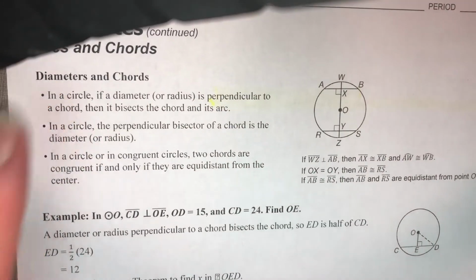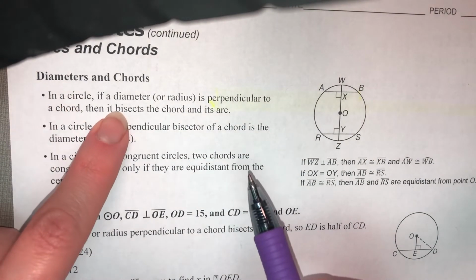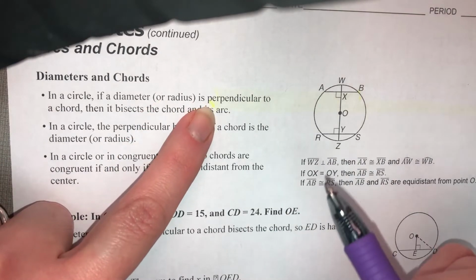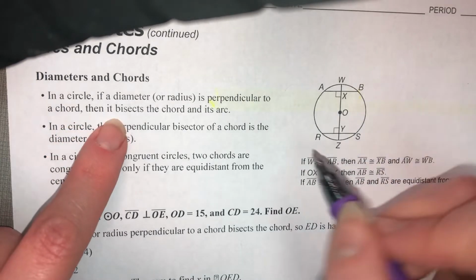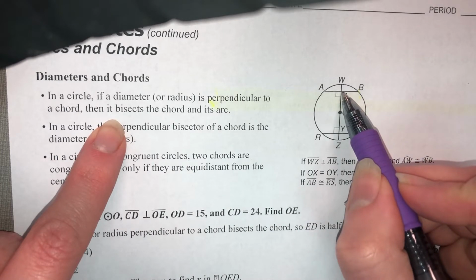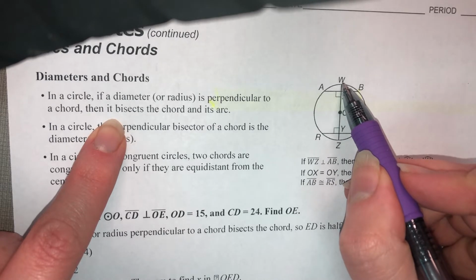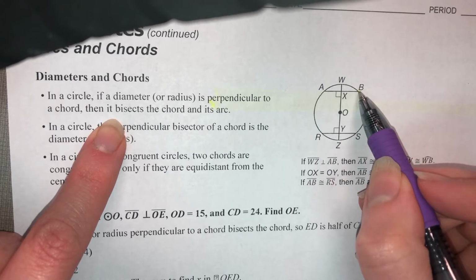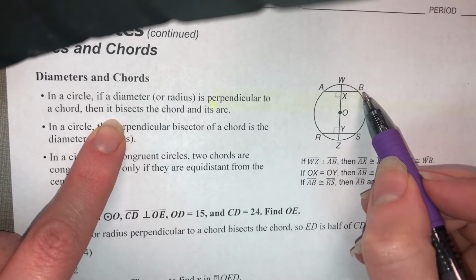All right. On the other side, we have some properties having to do with diameters and chords. In a circle, if a diameter or radius is perpendicular to a chord, so like WO is perpendicular to AB, then it bisects the chord and its arc. So that means point X would be the midpoint of chord AB, and W would be splitting the arc AB in half. So arc AW and arc WB would be congruent here.